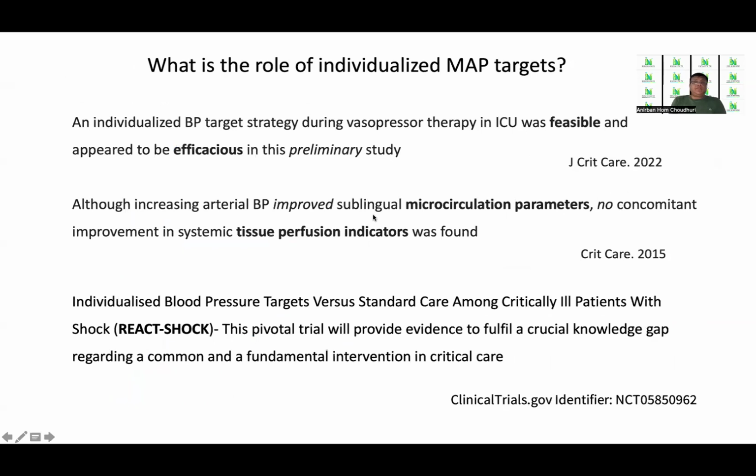Now, what is the role of individualized MAP targets? An individualized MAP target strategy during vasopressor therapy in the ICU was feasible and appeared to be efficacious in one study in the Journal of Critical Care in 2022. Although increasing arterial blood pressure improved sublingual microcirculation parameters, no concomitant improvement in systemic tissue perfusion indicators was found.